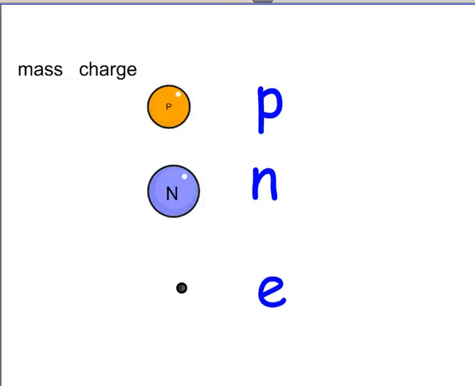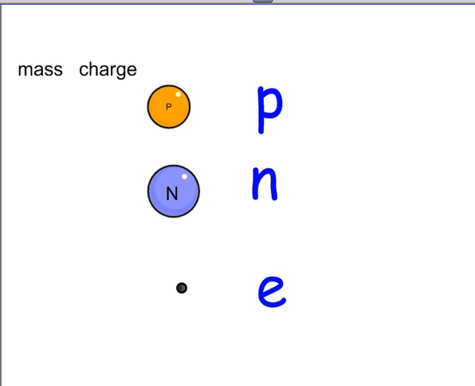Okay, this is a screencast on subatomic particles and radioactivity and the symbols we use with symbol equations. So, here we have three subatomic particles. You need to be able to remember masses and charges.